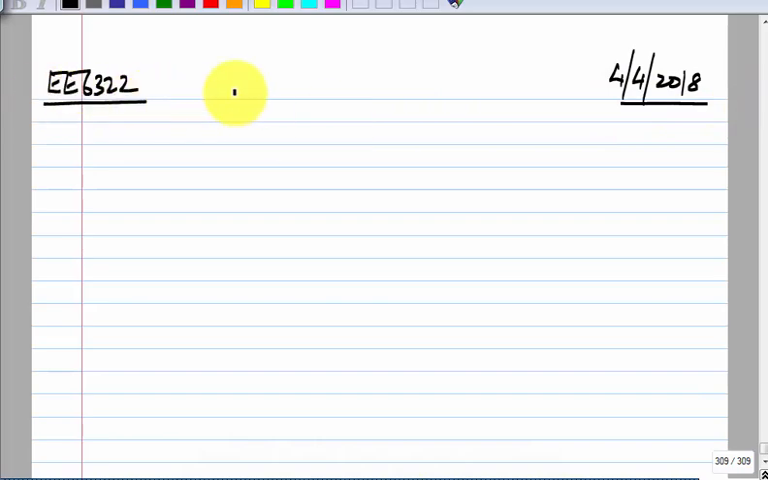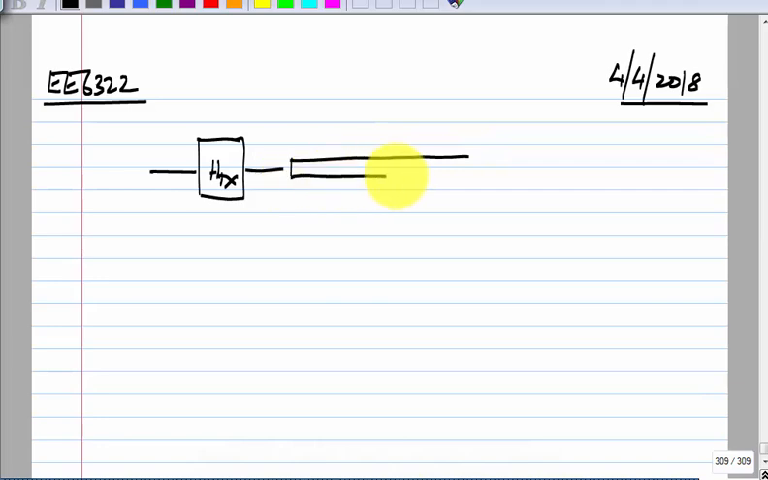We are looking at equalization. So we can have equalization in the transmitter. We'll have the channel. We can have linear equalization in the receiver. Then we can have the decision feedback equalizer.